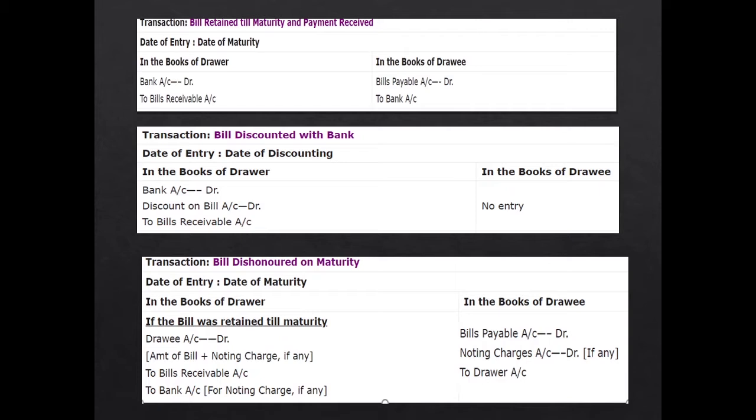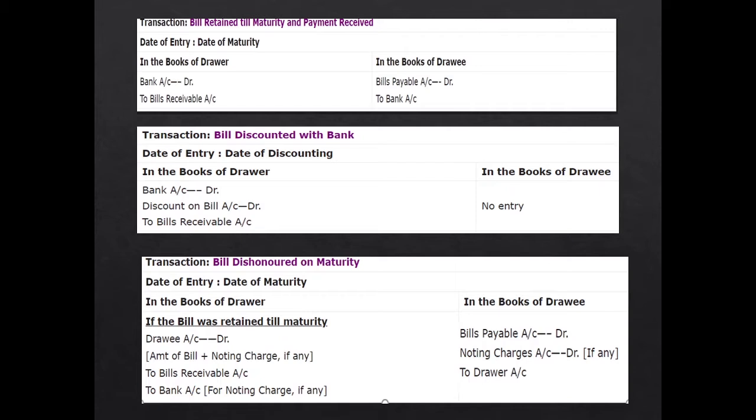If the bill is retained till the maturity period, the drawer will receive the money: bank account debit to bills receivable account. And the drawee will pay the money: bills payable account debit to bank account. If the bill is discounted with the bank: bank account debit, discount account debit to bills receivable account in the books of the drawer, and there is no entry concerning the drawee, so no entry in the books of the drawee.